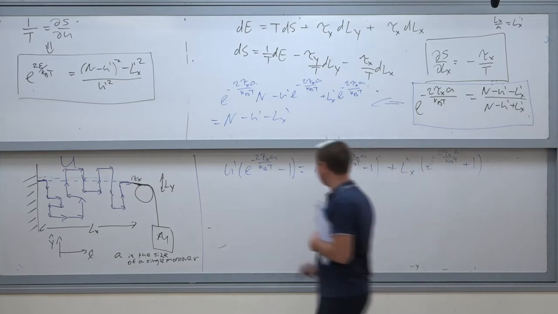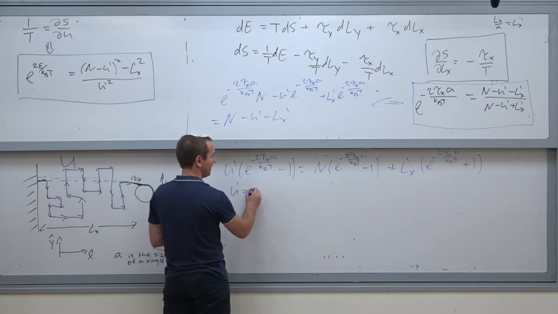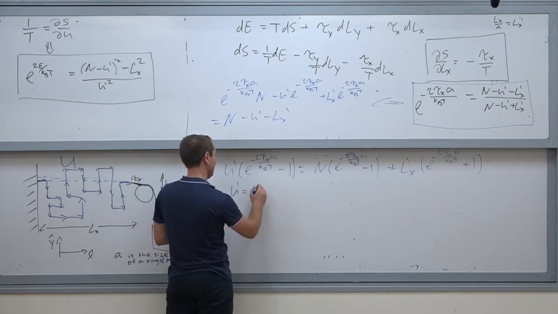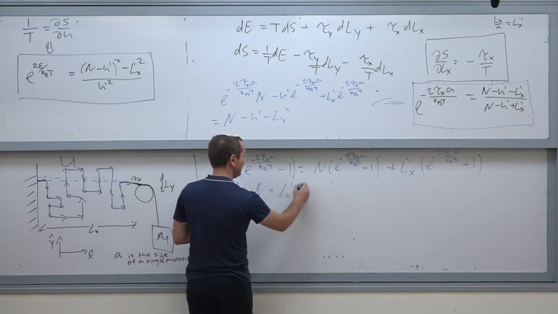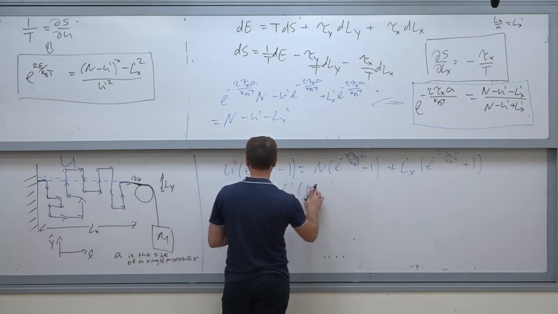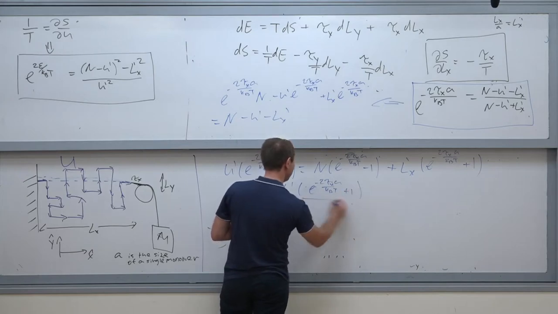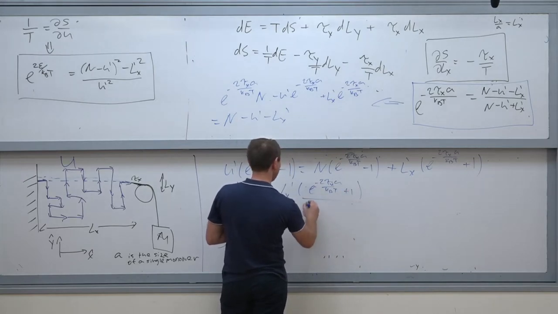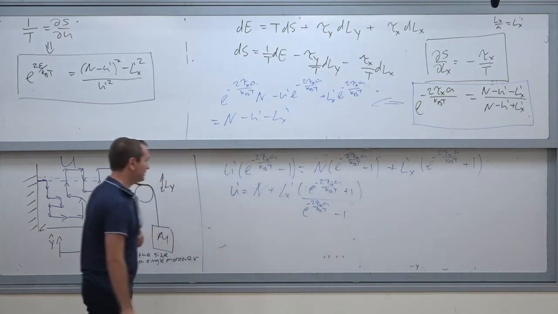Okay. And we finally obtain that u prime is n plus Lx prime times 1 plus, right, so e to the minus 2 tau x a by k Boltzmann T plus 1, divided by e to the power minus 2 tau x a k Boltzmann T minus 1. This is u.